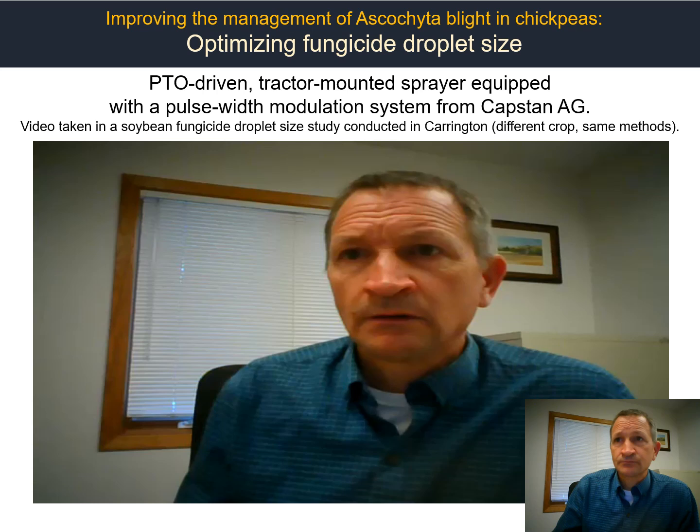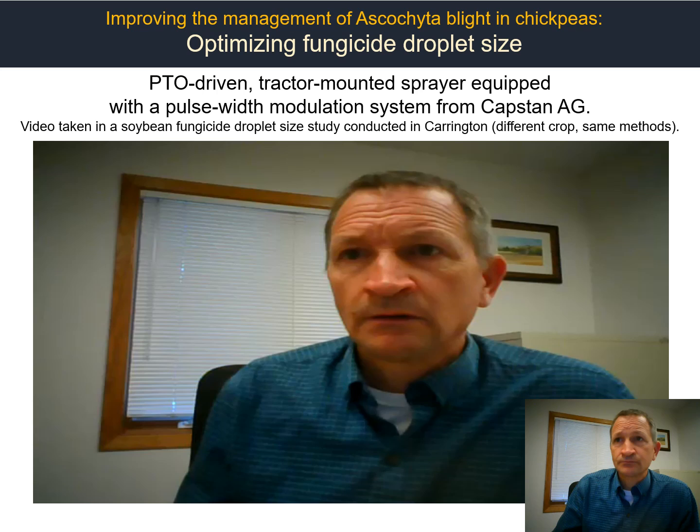Okay, let's go into results. These bar graphs show the results across 2 chickpea varieties assessed 1 year and 4 chickpea varieties assessed another year. So 2 years of testing across a total of 6 varieties. And what you'll see is we compared to a non-treated control and then 6 different droplet size treatments.